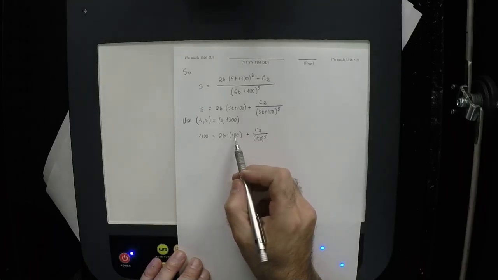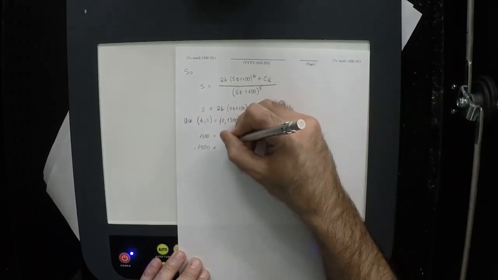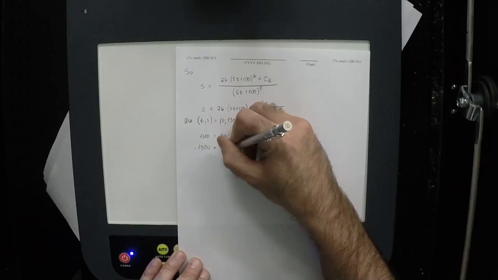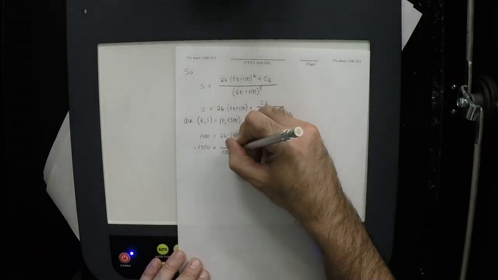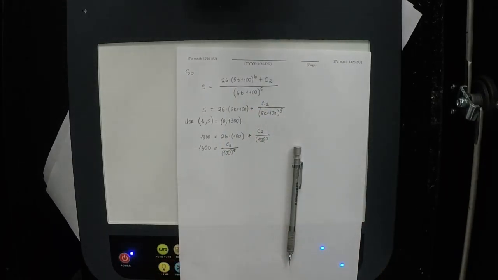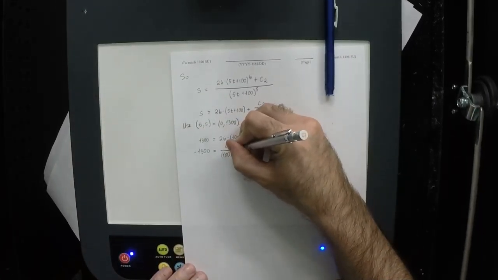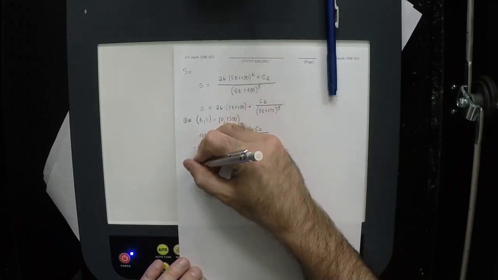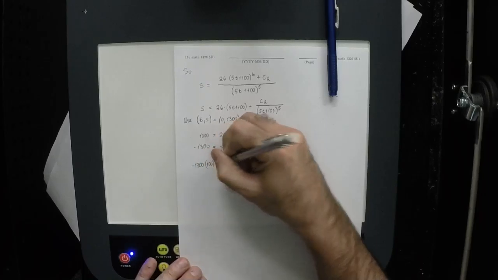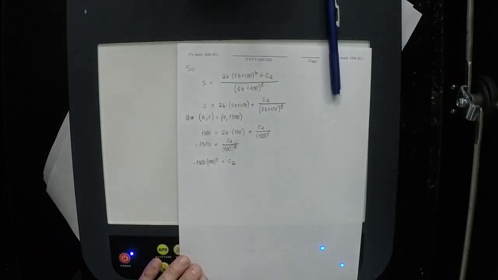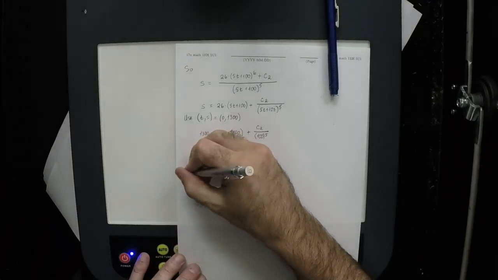So that's 2600. 1300 minus 2600 is negative 1300, equal to C2 over 100 to exponent 5. So this would be negative 1300 times 100 to 5. That's C2. So now we figured out the equation for the salt.